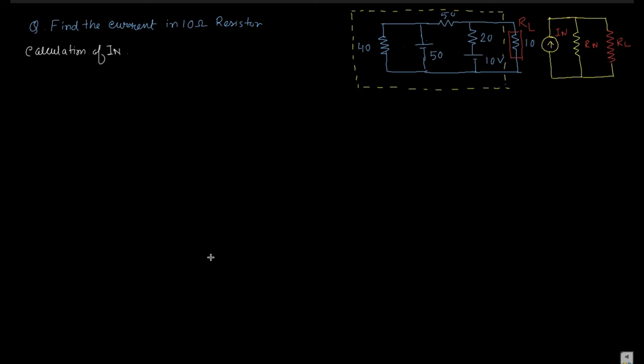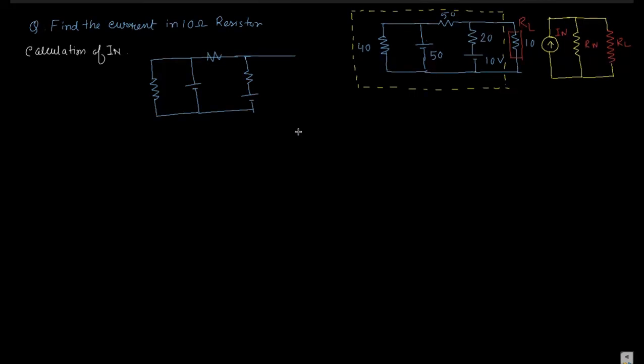Now to calculate the IN, what should we do? We should replace the RL and make it short. So the circuit becomes, this is the 40 ohm, this is a voltage source, here is also 50 ohm, and here 20 ohm is connected. That 40 ohm resistance is useful in which case? When we consider the equivalent resistance of the circuit.